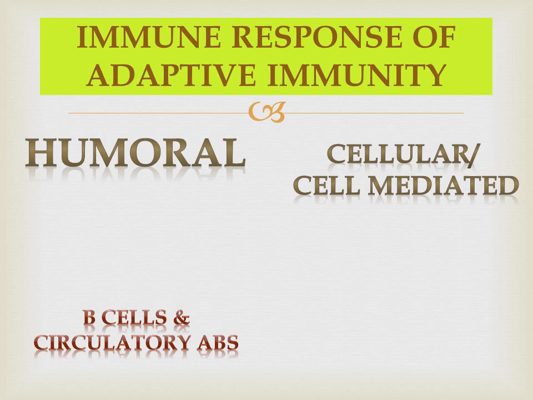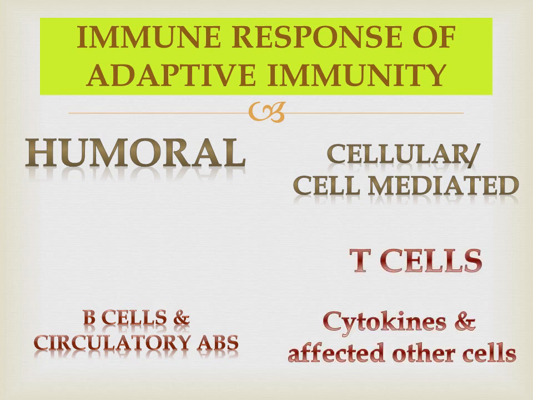The second part is cellular, or cell mediated. Here cells are responsible for killing. What are those cells? They are basically T cells. These T cells will help in secretion of cytokines and affect the other cells, which will give rise to the immune response. So adaptive immunity comprises both humoral as well as cell mediated immunity.